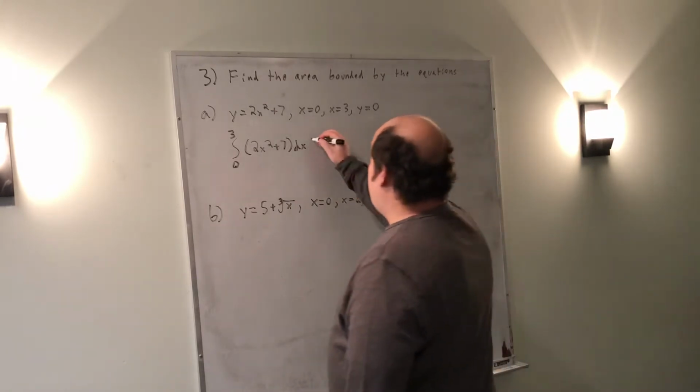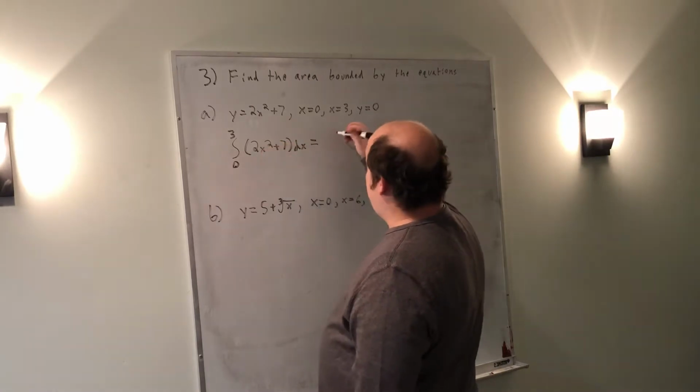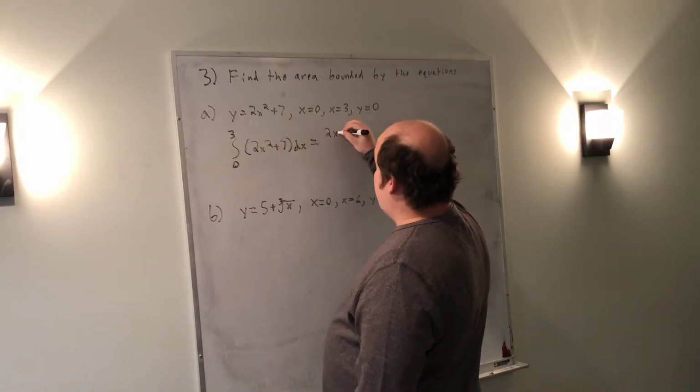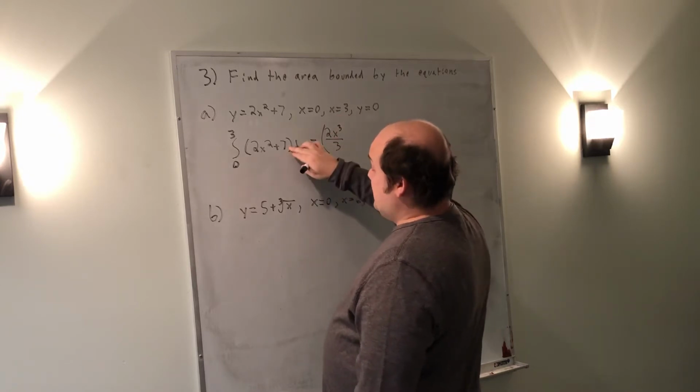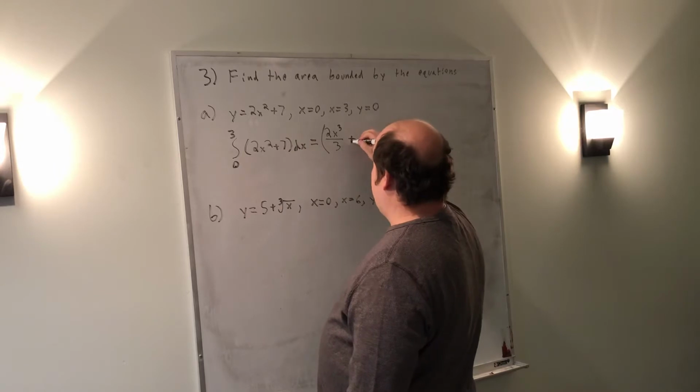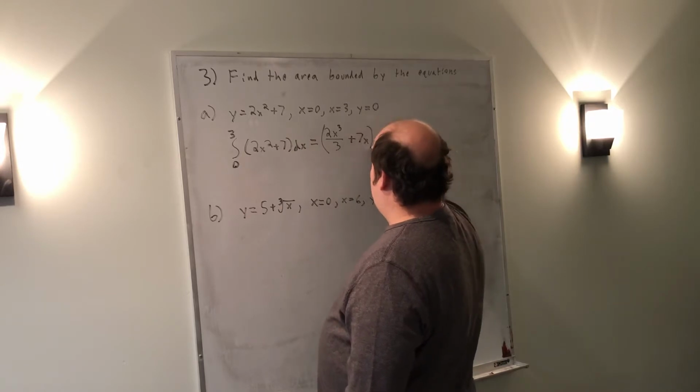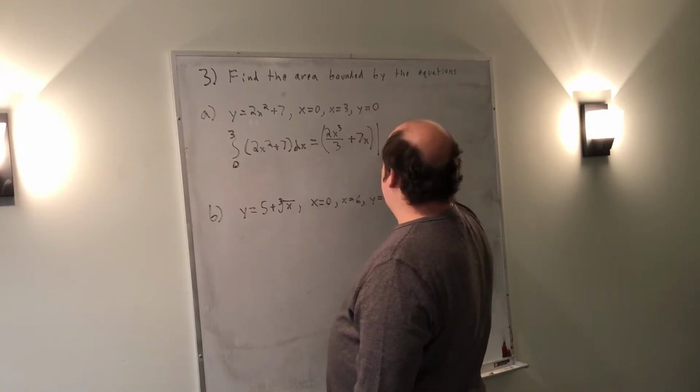So when I go to integrate this, x squared becomes 2x to the new power, which is 3. I have to divide by that new power of 3. This 7 didn't used to have any x next to it, so an x appears. And we're evaluating it from 0 to 3.